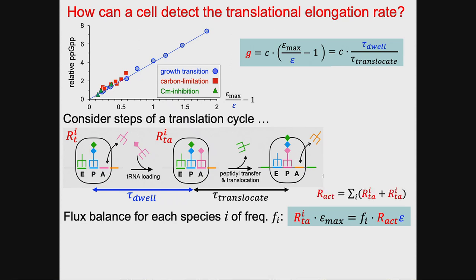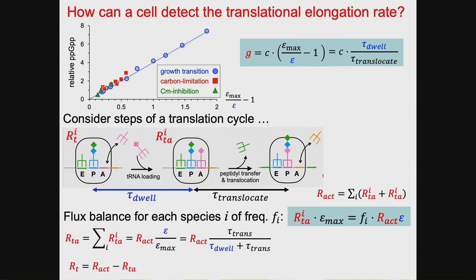Okay, so then the total active ribosome is the sum of these two populations. Now you can write down an expression for the charging time, and then the charged portion, that's just the total multiplied by the ratio of the two: the translocation time divided by the total waiting time.